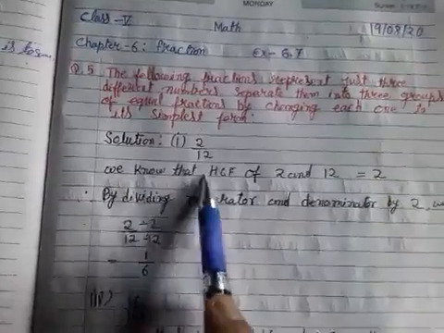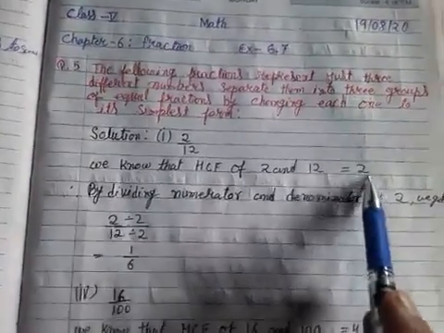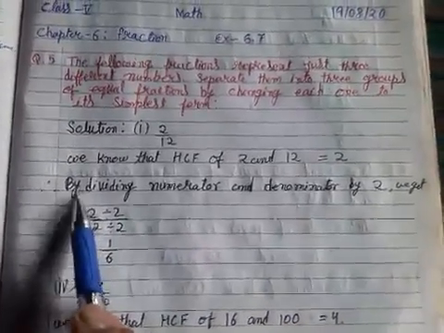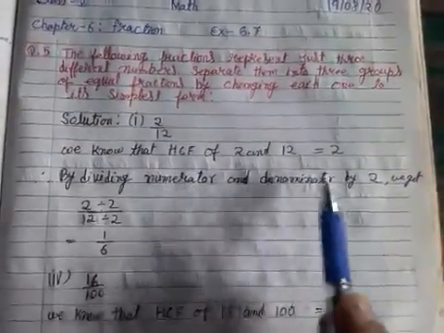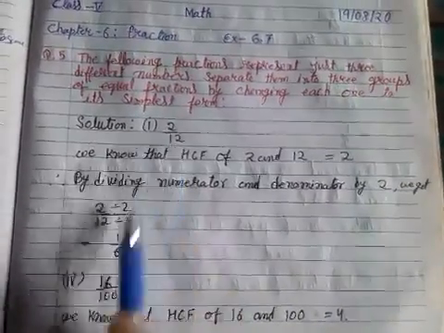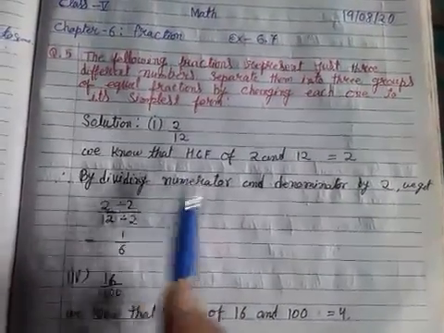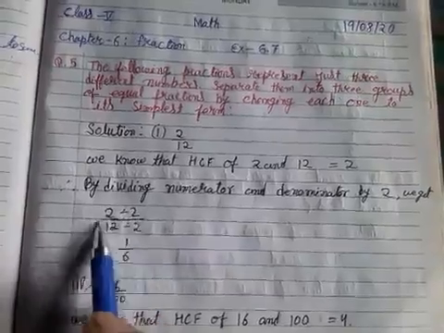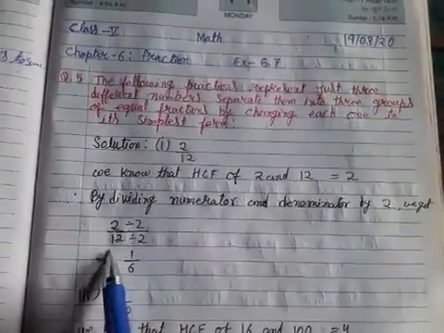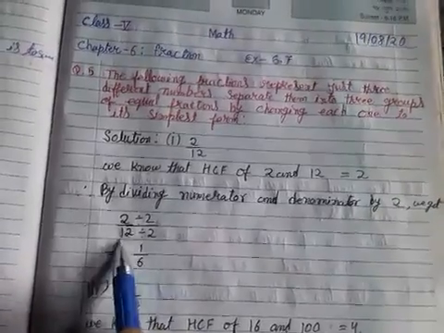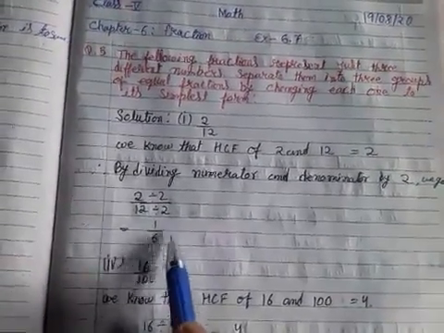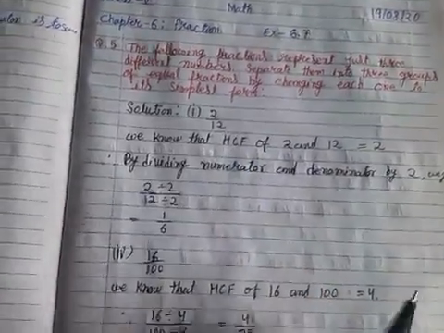So we know that the HCF of 2 and 12 is 2. You take the HCF of 2 and 12. By dividing both numerator and denominator by 2: 2 divided by 2, the result is 1, and 12 divided by 2 is 6, because 2 sixes are 12. So 1 by 6 is the simplest form of the fraction 2 by 12.